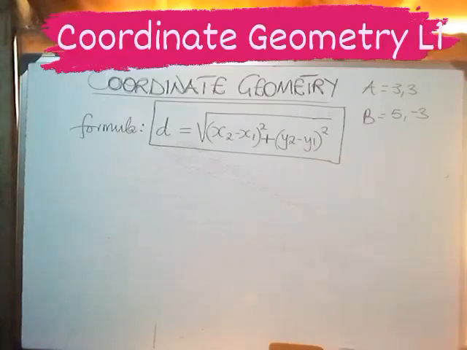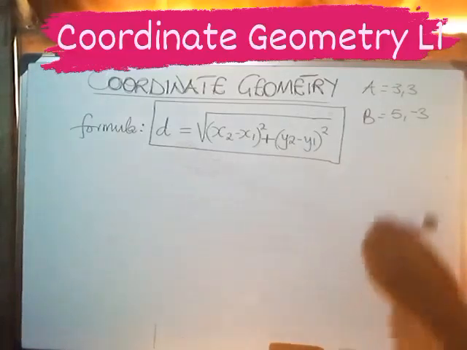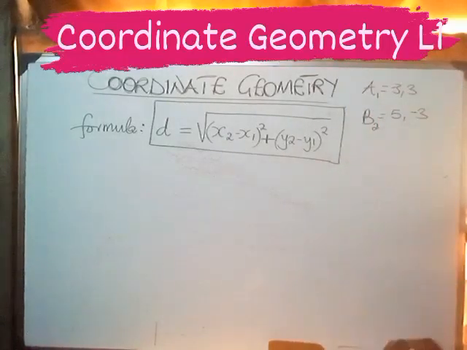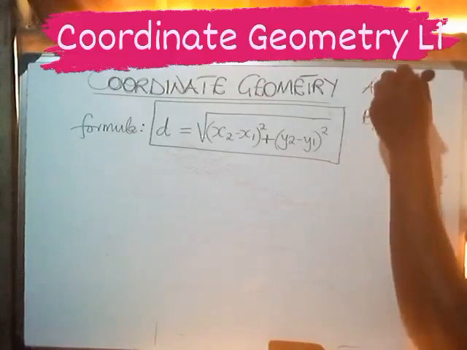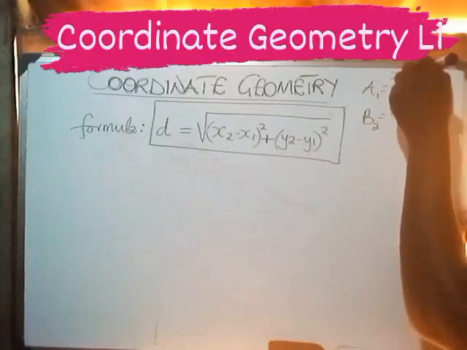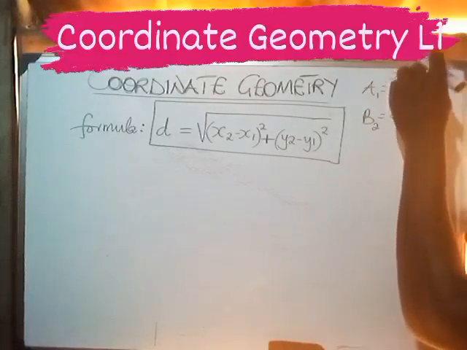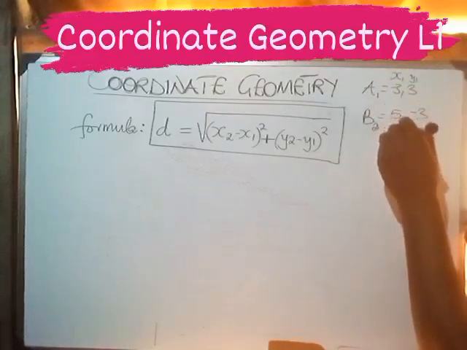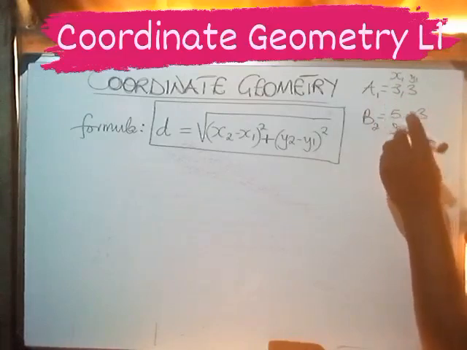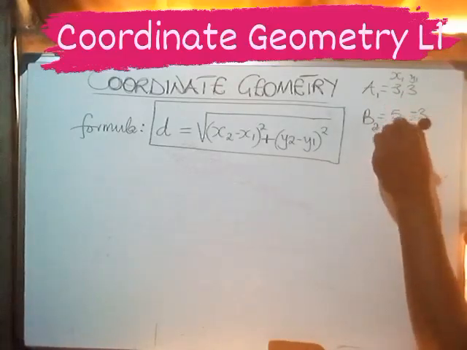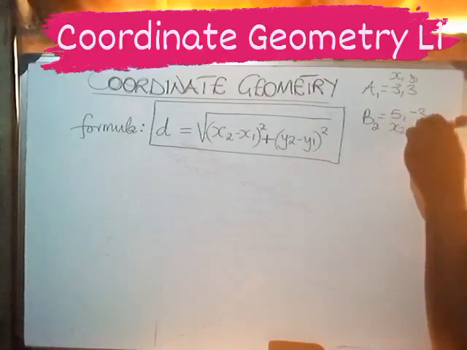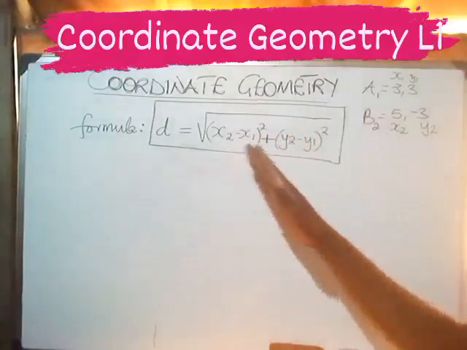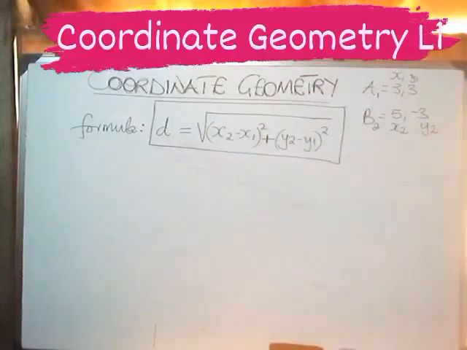So it's up to you to name this one as your first point, then this one is your second point. So if this is your first point, meaning this is your x1, and this one is your y1, then this one will be our x2, and this one will be our y2. Then now you just substitute there and find the answer.